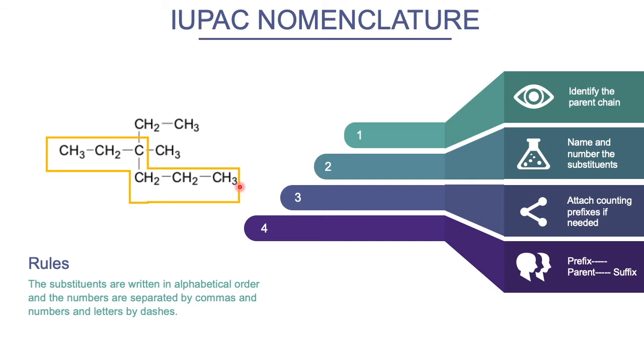Now to look at the substituents. We have a methyl group here and an ethyl group here. To number it, we have to start from this side, because again, we number so that the substituents get the lowest possible number. Finally, we write the name, where we write all the substituents and their position numbers first in alphabetical order and then continue to the parent. In this case, ethyl's E comes before methyl's M. So we have 3-ethyl-3-methylhexane, and this is the name of this compound.